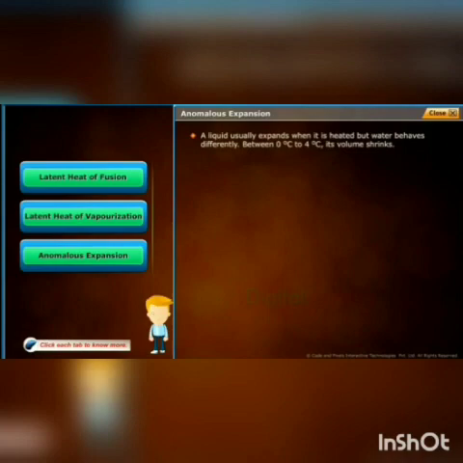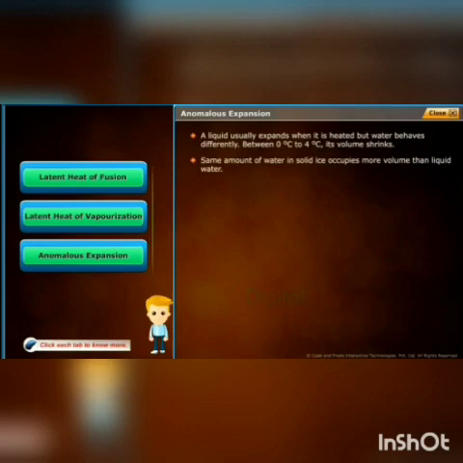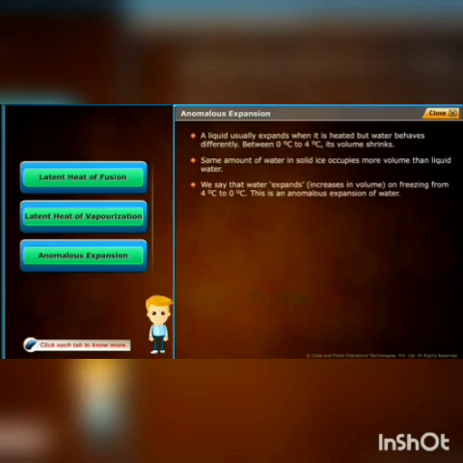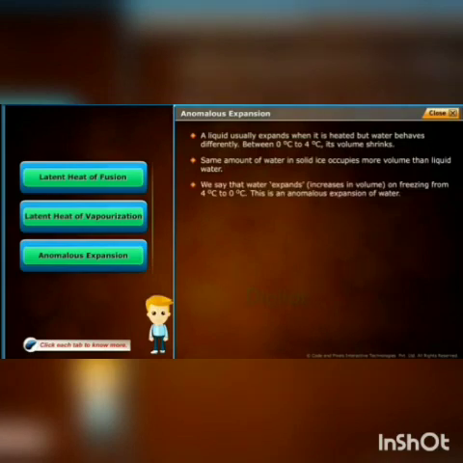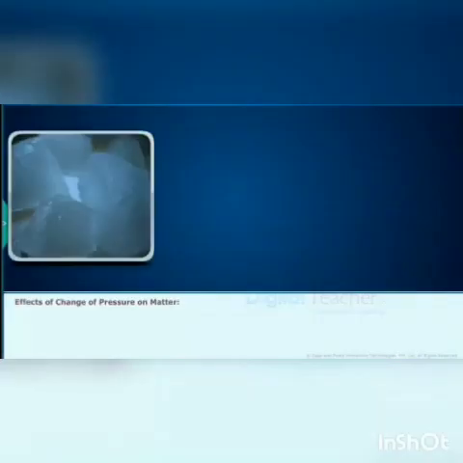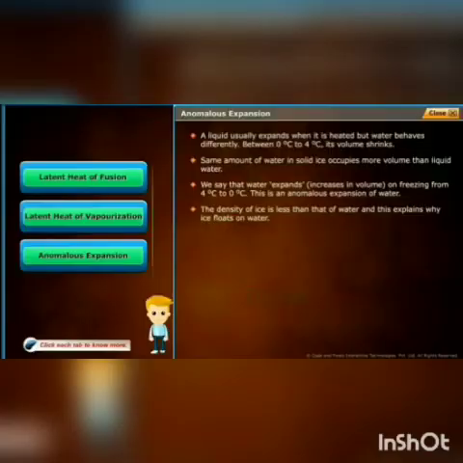Anomalous expansion of liquids. A liquid usually expands when it is heated, but water behaves differently between 0 degrees Celsius and 4 degrees Celsius. Its volume shrinks. The same amount of water in solid ice occupies more volume than liquid water. We say that water expands from 4 degrees Celsius to 0 degrees Celsius if it is frozen. This is the anomalous expansion of water. The density of ice is less than that of water at these temperatures, and this is the reason why ice floats on water.